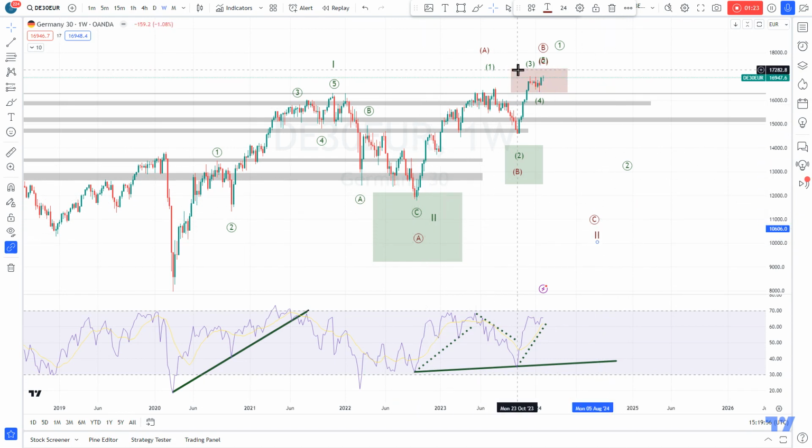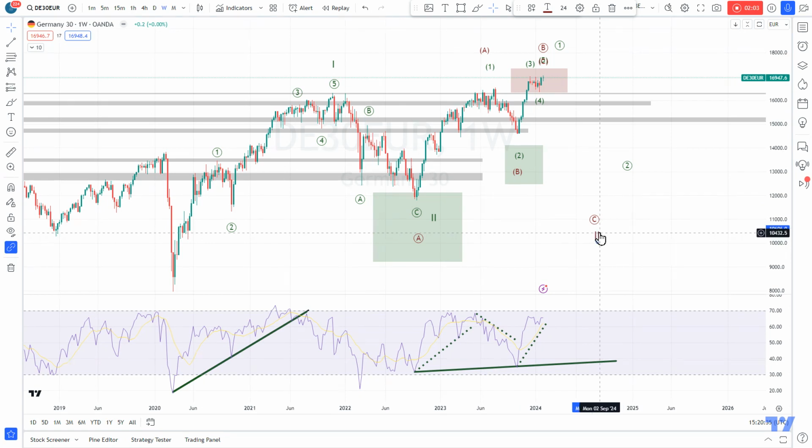In order to have this expanded flat structure, it is important that we stay here in this area. If we would go beyond the level right here, then the chance gets really low that we are still in an expanded flat, because we are overshooting too much. But as long as we stay in this area and we start to go down from here, we cannot exclude this bearish scenario as an A, B, C expanded flat to make the wave 2 in the higher degree.